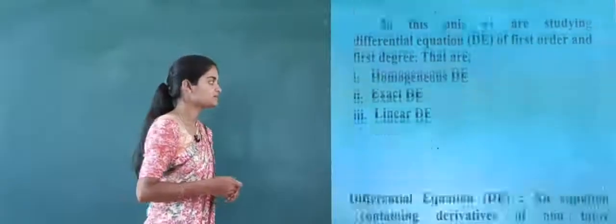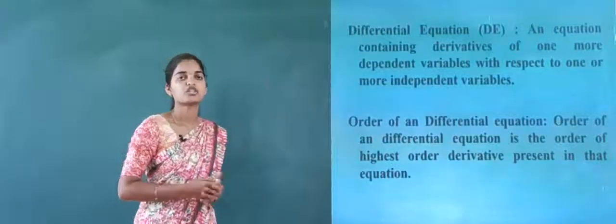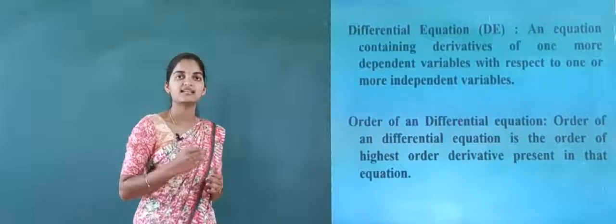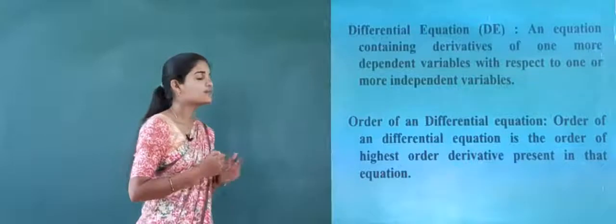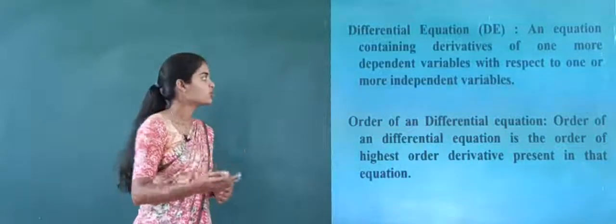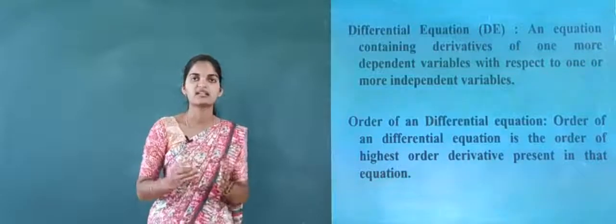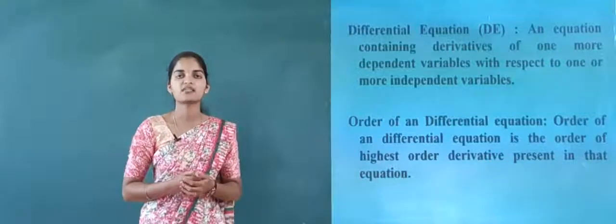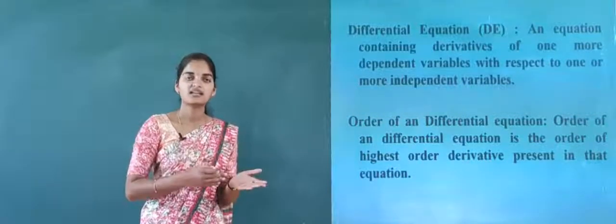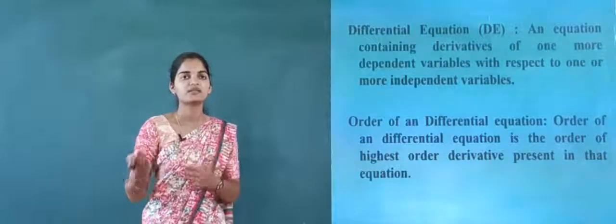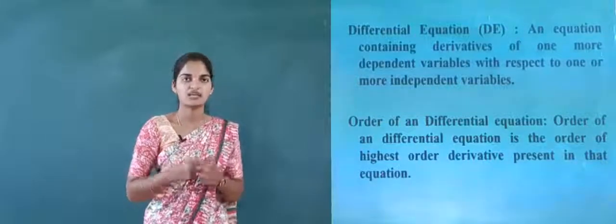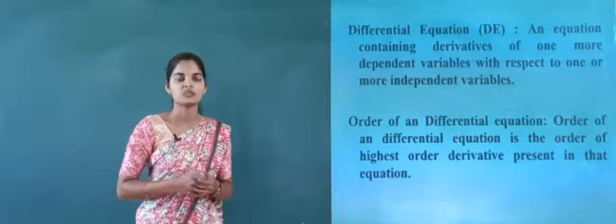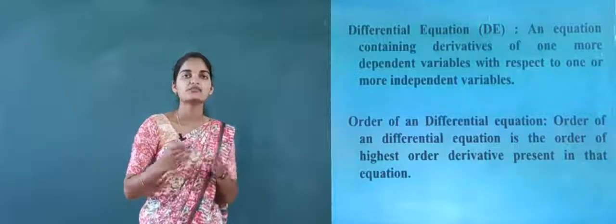Then next we will take the first definition, that is differential equation. So what is a differential equation? It is an equation containing derivatives of one or more dependent variables with respect to one or more independent variables. That means if an equation contains derivatives of dependent variables with respect to the independent variables, then that equation becomes a differential equation.